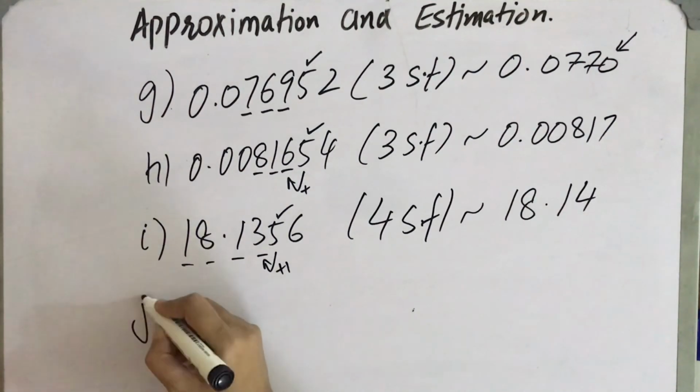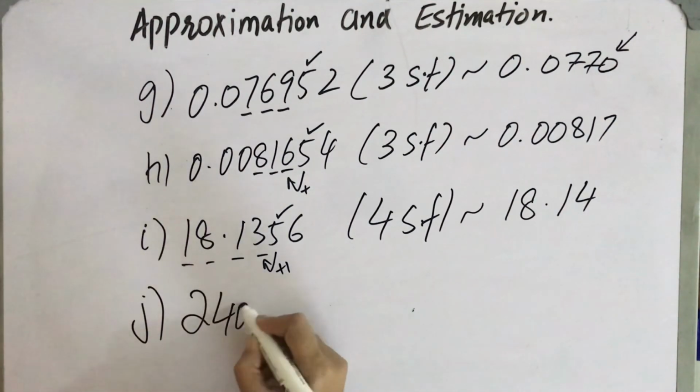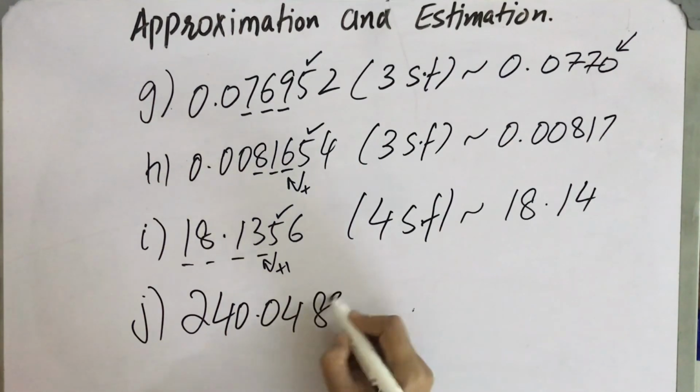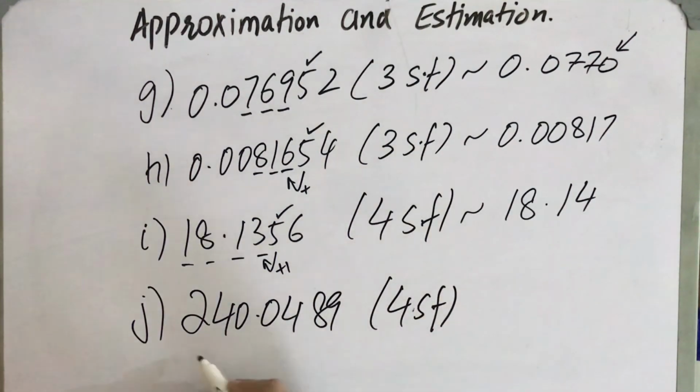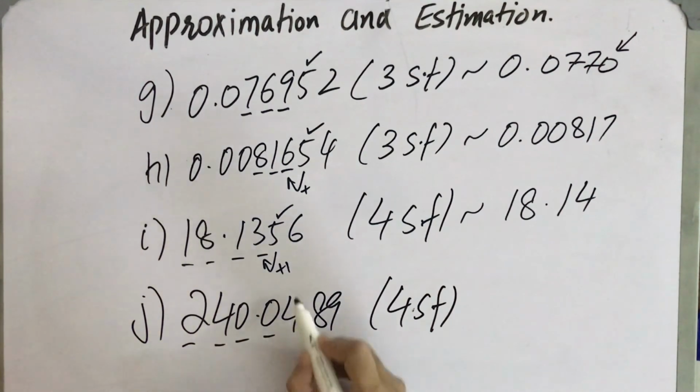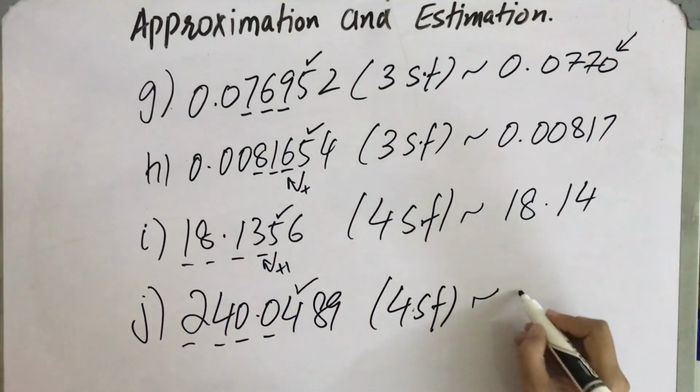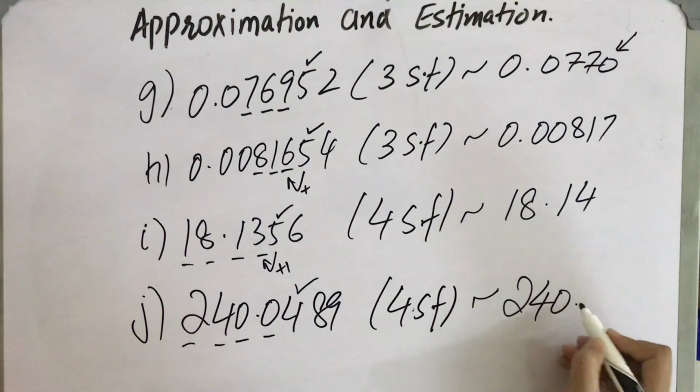Then I have 240.0489, four significant figures. These are going to be 1, 2, 3, 4 and this 4 will give nothing. So the final answer will be 240.0.